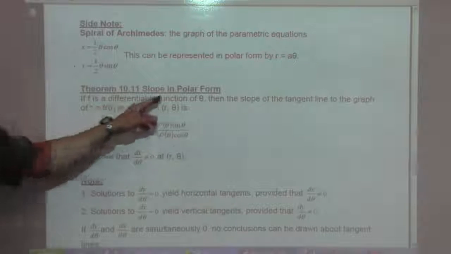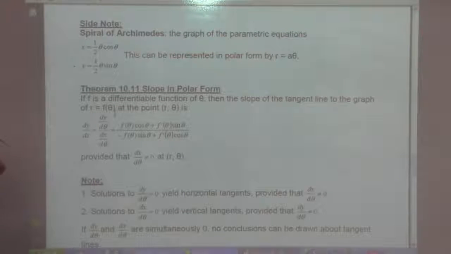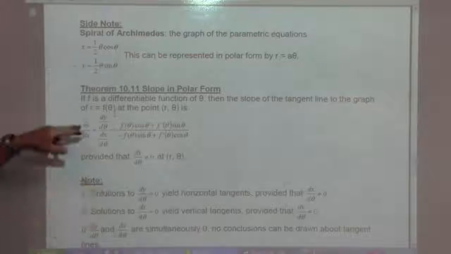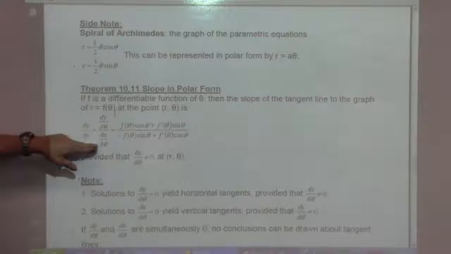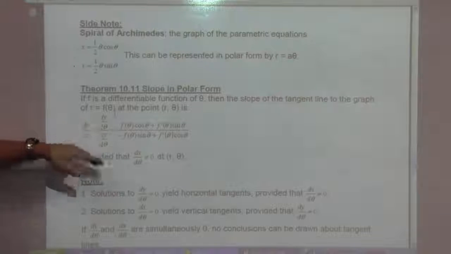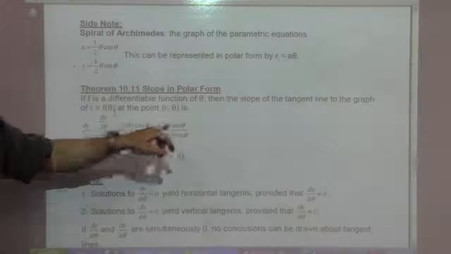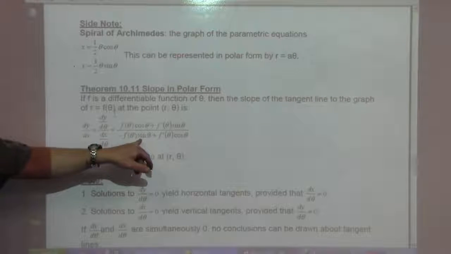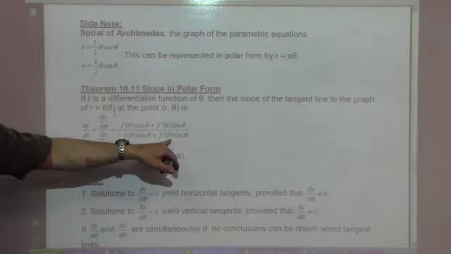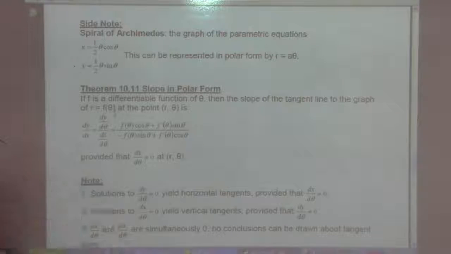Theorem 10.11, slope in polar form. If f is a differentiable function of theta, then the slope of the tangent line to the graph of r equals f of theta at point r theta is dy/dx, dy d theta over dx d theta. That looks a lot like what we saw with the parametric equations. Equals f of theta cosine theta plus f prime of theta sine theta over negative f of theta sine theta plus f prime of theta cosine theta. So these are derivatives, provided that dx d theta is not 0.